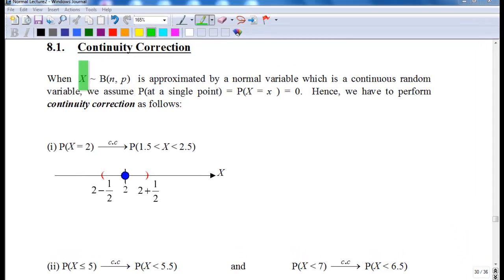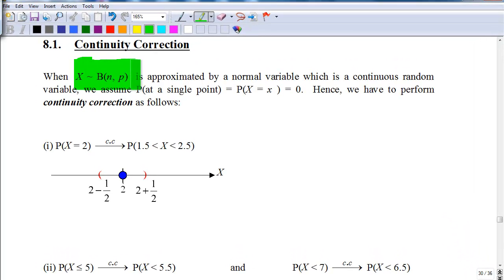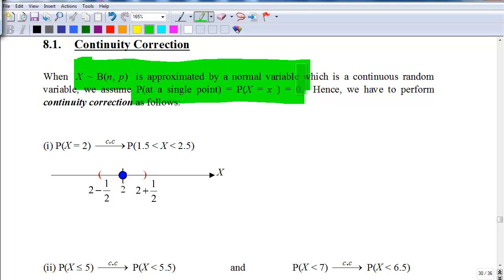Now, whenever I have a binomial distribution and it's approximated using a normal random variable, we have to remember that the binomial distribution is discrete and a normal distribution is continuous. For a continuous random variable, the probability at a single point is always 0. So it's not going to be very helpful for us if we cannot find probability. Whenever we want to find a probability at a point, the probability is 0. So what we have to do is this thing called the continuity correction.